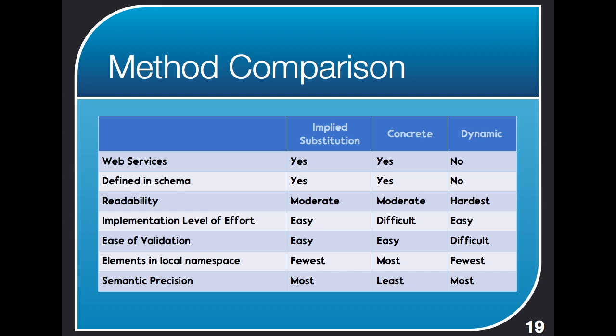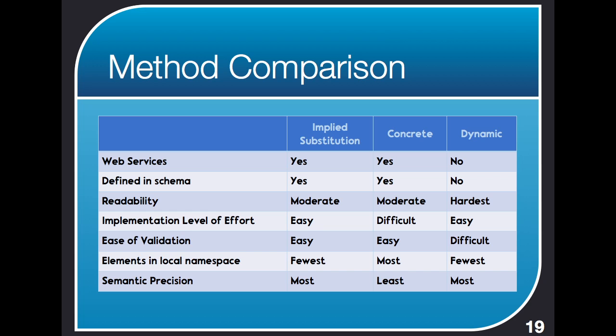Readability, which ones are the easiest to look at and get the gist? Well, implied substitution groups and concrete type extension are moderately readable because you've got everything in the schema. Now, they might be a little more readable if we didn't have everything global like the NIEM does, and there are reasons the NIEM does that. We've talked about that earlier. NIEM schemas can be hard to read, but still you can read and see what's going to happen. Again, with dynamic type substitution, because things happen that aren't defined in the schema, knowing what's going to happen is difficult. They're not very readable.